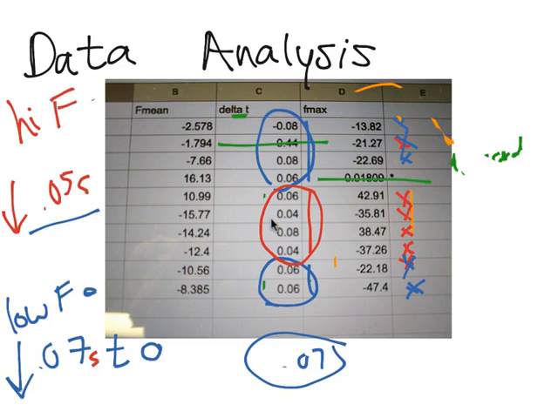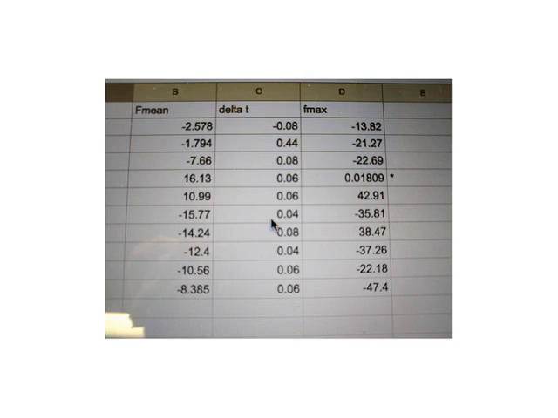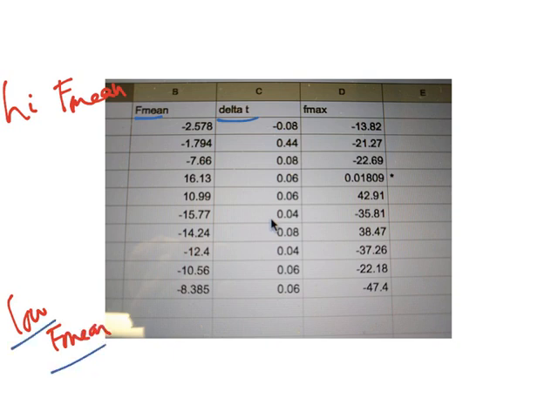So right now, I want you to look at the F mean and the delta T and see if you can find, again, a correlation between the two. So mark off which ones are your high F mean and which ones are your low F mean. And let's do that in blue. So high F mean is 16, 10, 15, 14, and let's say 12. These are all relatively high, and these are all relatively low at 10 and under. In fact, I'd probably count this 10 in the low category.